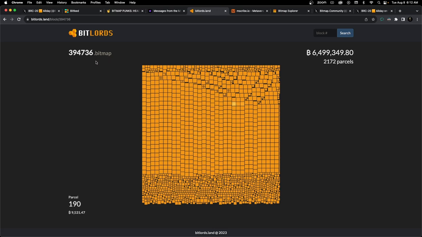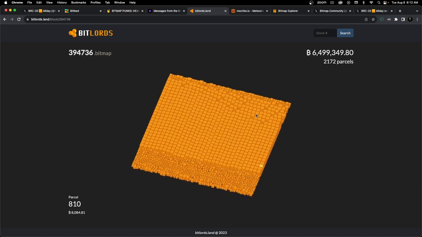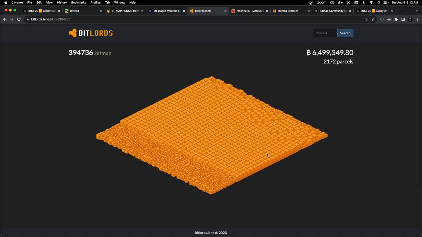Looking at it, it gives you the block number, the total transaction value that was in the block or district, and the total amount of parcels or transactions that were inside the block. And as you can see, as I'm hovering over each transaction or parcel, the parcel number is changing at the bottom left of the screen with the transaction value. You can also view the blocks in this 3D view.